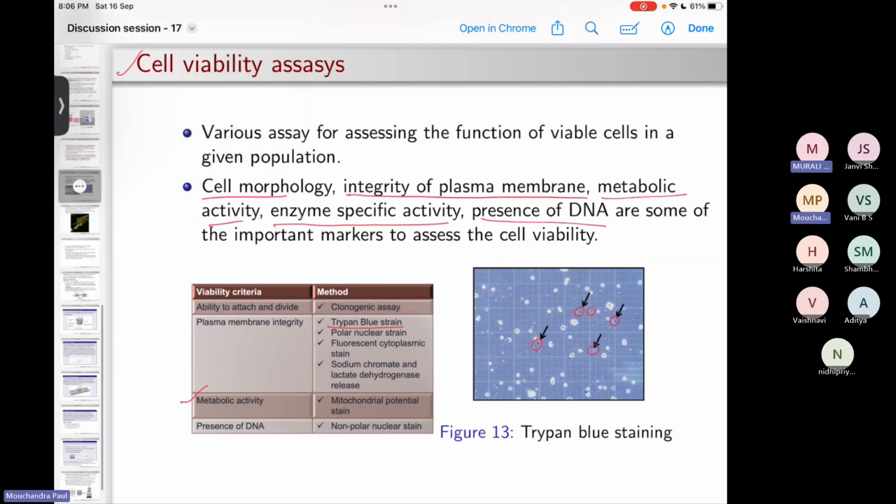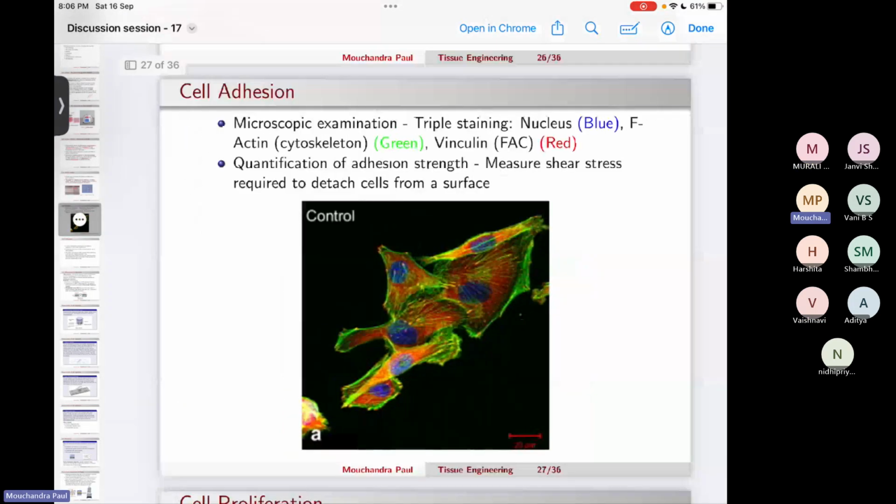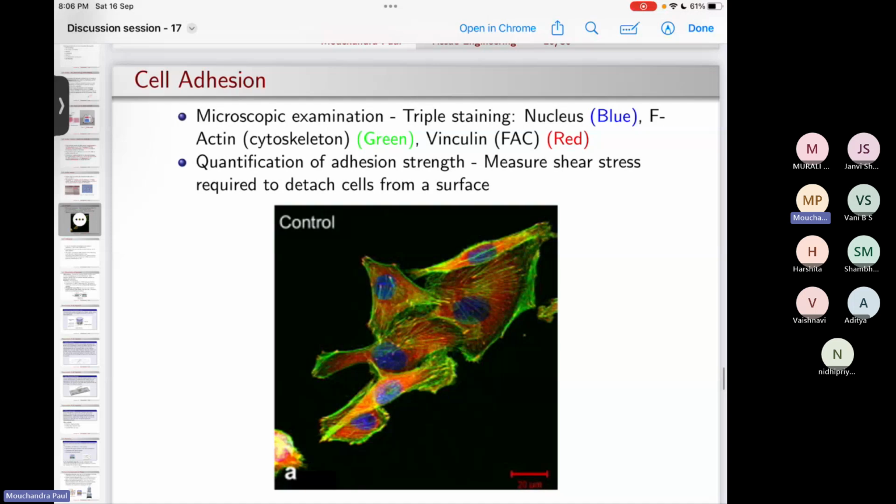Okay, fine. So the next thing is, if your cell is of adherent type, meaning it needs a substrate to grow on, then you can also visualize whether or not cell adhesion has happened properly. You can visualize it through microscopic techniques, or you can quantify it by measuring the amount of shear stress required to detach the cell from the surface.